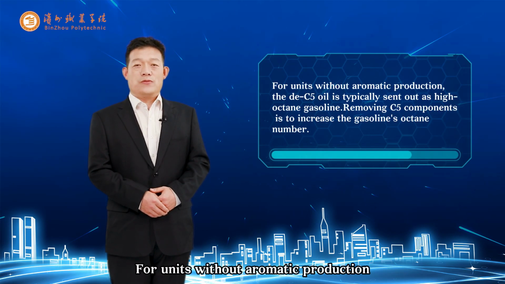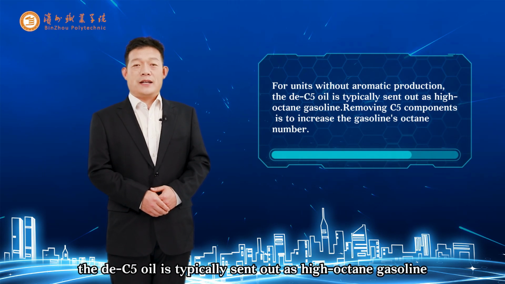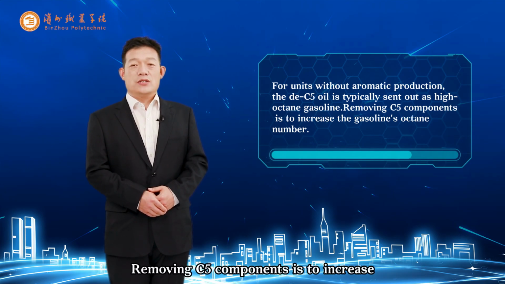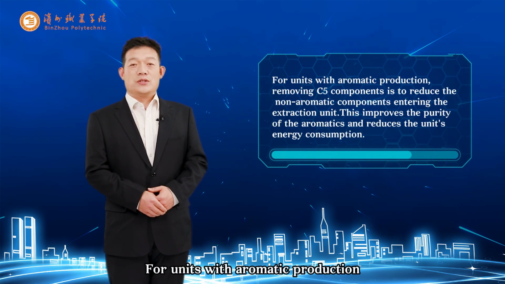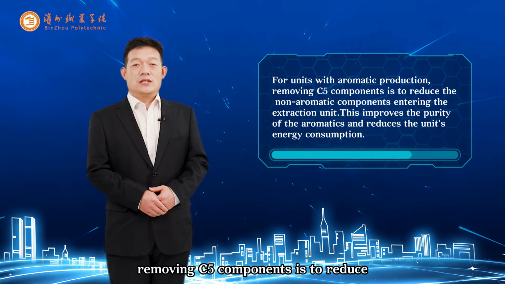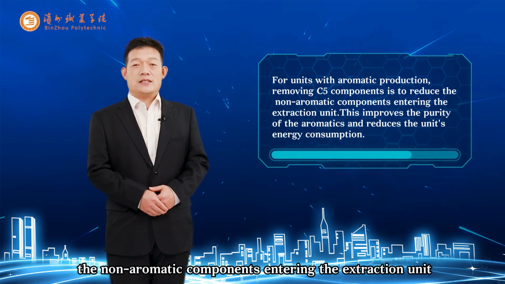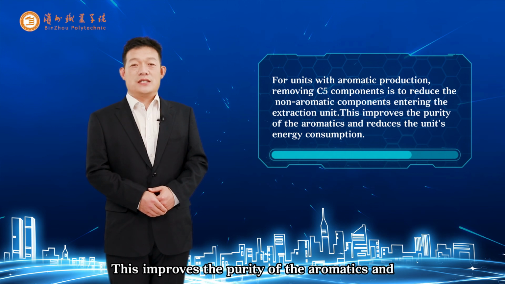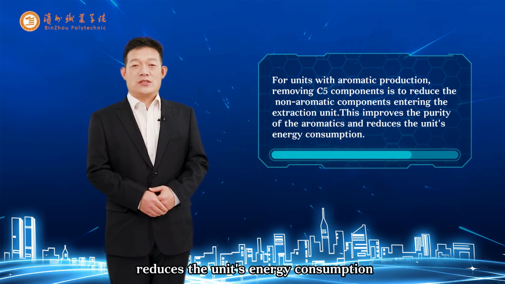For units without aromatic production, the C5 oil is typically sent out as high-octane gasoline. Removing C5 components is to increase the gasoline's octane number. For units with aromatic production, removing C5 components is to reduce the non-aromatic components entering the extraction unit. This improves the purity of the aromatics and reduces the unit's energy consumption.